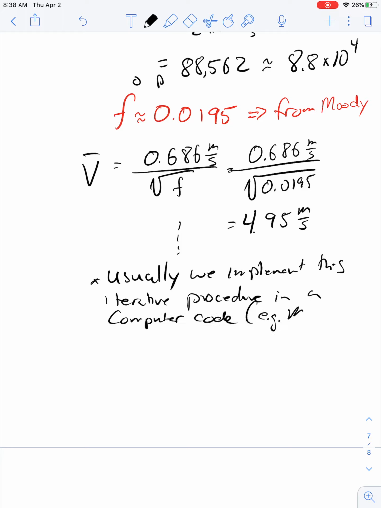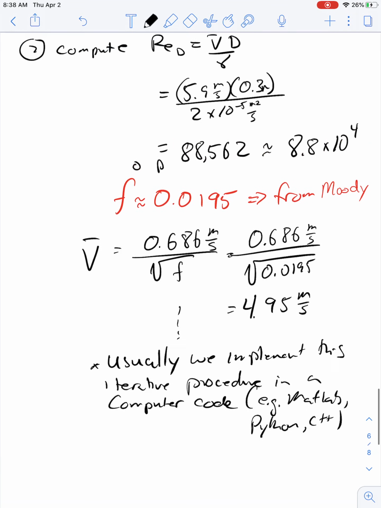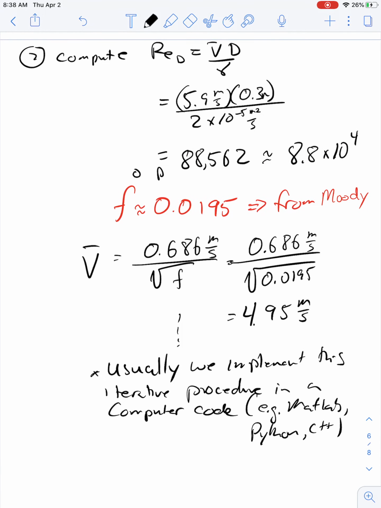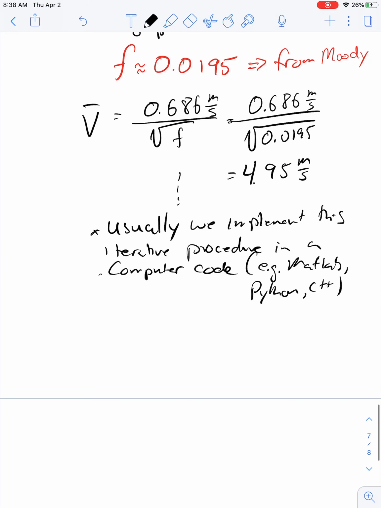Whatever this could be, MATLAB or Python, whatever, C++, your favorite flavor. But you can see very quickly it's a very simple procedure, and in order to do that implementation, we also will use the Colebrook equation instead of the Moody diagram. With the Colebrook equation, sometimes called the Colebrook-White equation, but Colebrook equation, that way you can do the iteration automatically.